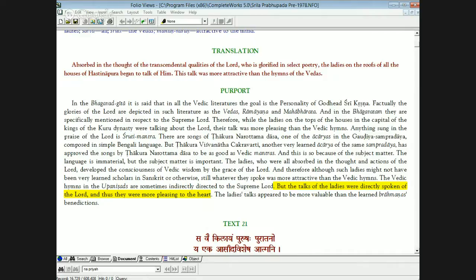The ladies who were all absorbed in the thought and actions of the Lord developed the consciousness of Vedic wisdom by the grace of the Lord. And therefore, all such ladies may not have been very learned scholars in Sanskrit or otherwise, still whatever they spoke was more attractive than Vedic hymns. The Vedic hymns in the Upanishads are sometimes indirectly directed to the Supreme Lord, but the talks of the ladies were directly spoken of the Lord, and thus they were more pleasing. The ladies' talks appear to be more valuable than the learned Brahmanas' benedictions. But the talks of the ladies are directly spoken of the Lord, and this is more pleasing to the heart.